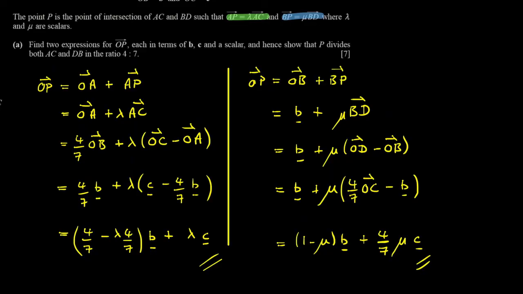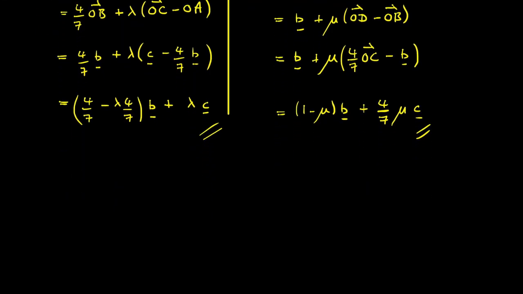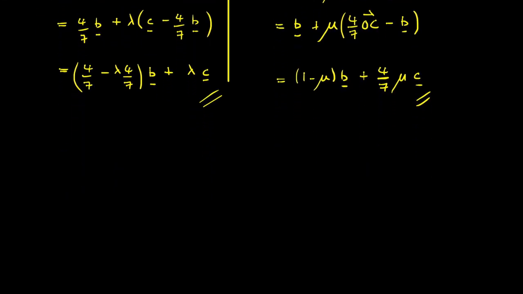Okay, so what have we done? We've got two expressions now for OP, each in terms of B, C and a scalar, and we want to show that P divides AC and DB in the ratio of 4/7. In other words, we want to find lambda and mu. So we can do this by comparison, because this vector and this vector are the same, because they're both O to P. Then we can compare the components of B and also the components of C.